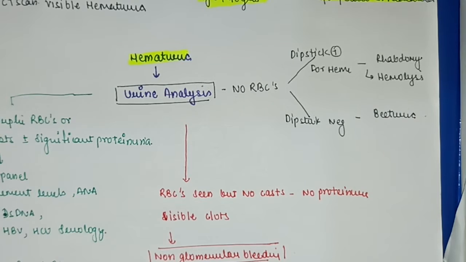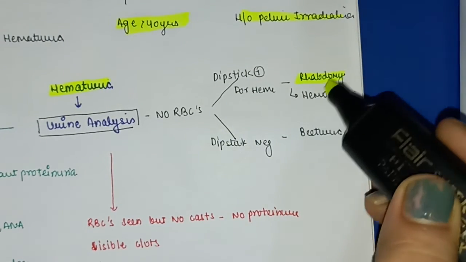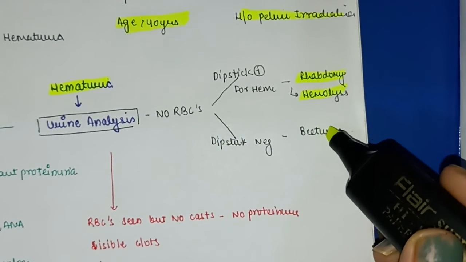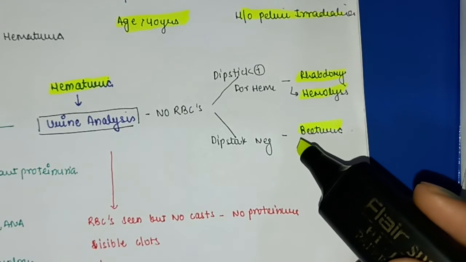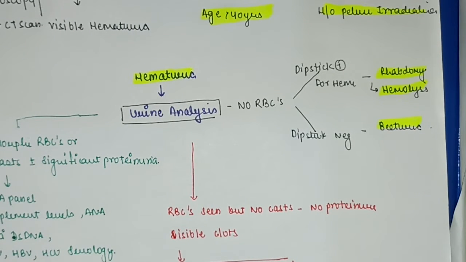First we have to do urine analysis. If on urine analysis blood is present but there are no RBCs, then we have to do a dipstick for heme. If it is positive, it can be rhabdomyolysis or hemolysis like we have already discussed. If it is negative, it can be due to beetroot ingestion or porphyrias. So urine analysis is a very important part to diagnose renal diseases.